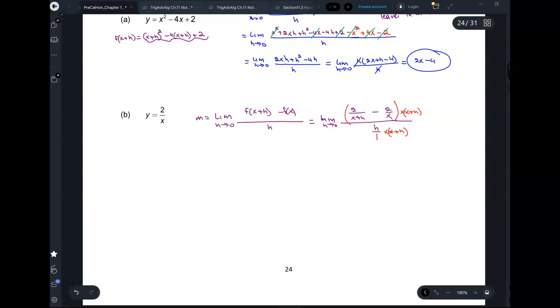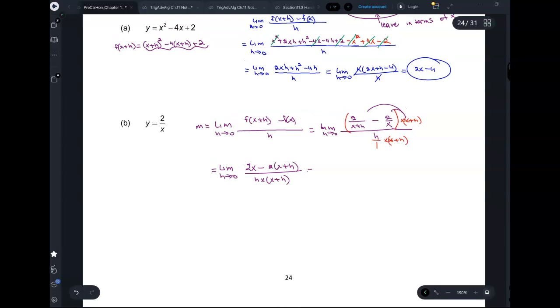Okay? So now, we've done this before, right? When you distribute this, what do you get? What do you get for the first term? You get 2x minus 2 times x plus h, all over h times x plus h. Do not distribute that, okay? All right, so let's see. Limit as h approaches 0.